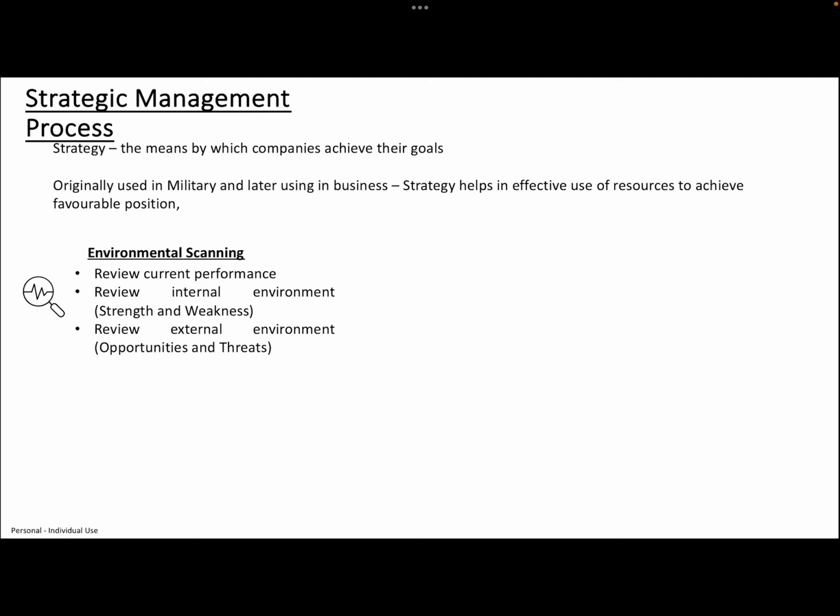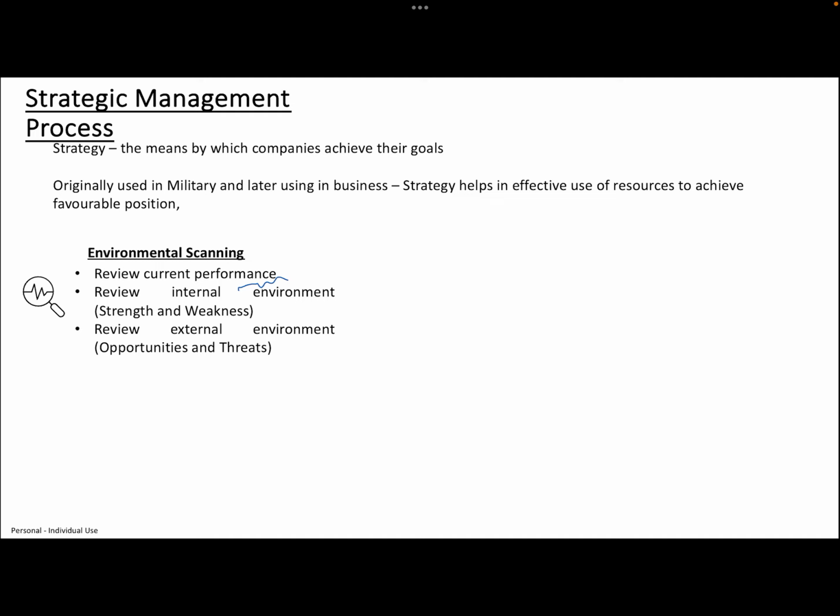The first step of the strategic management process is environmental scanning. Before taking any decision, it is important to know the company's current performance. Without knowing the strengths of the company, the weaknesses of the company, without knowing what funds are available within the company and how many resources there are, making any decision is useless. So the first and foremost step is to know the current performance.